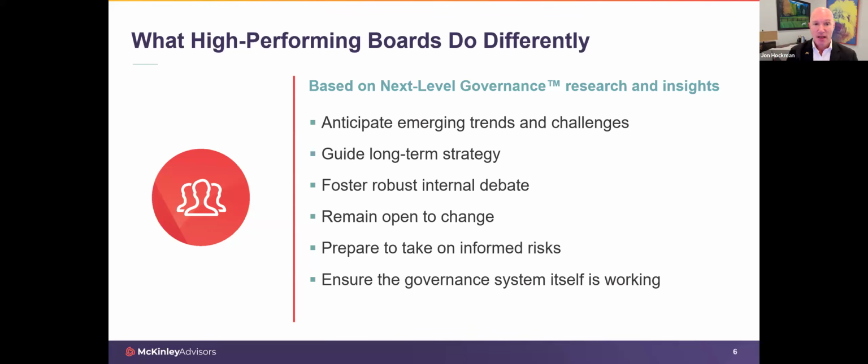That is the label they use. We would just talk about what boards are doing to look ahead around corners, if you will, to guide long-term strategy. And that sounds simplistic, but it's actually more challenging than many people would know, including what does long-term mean in this day and age?